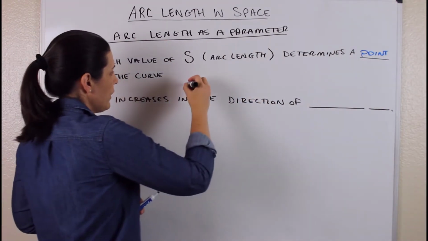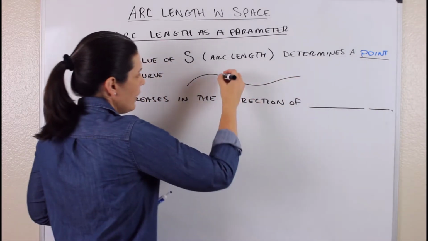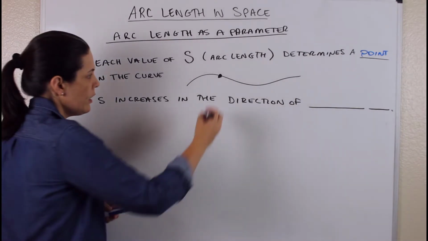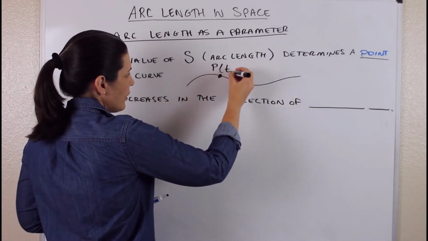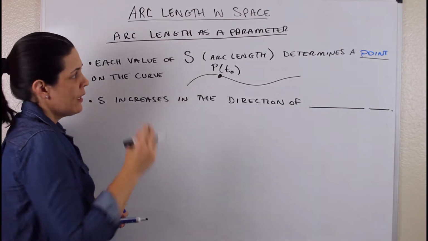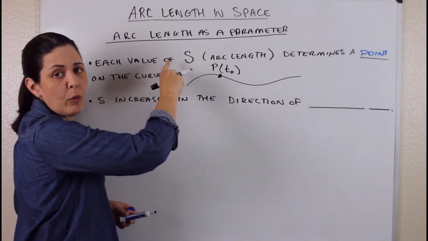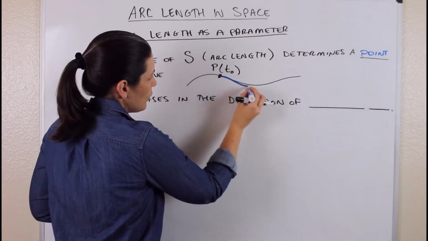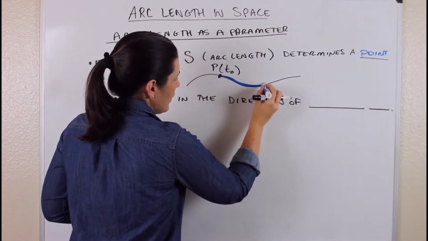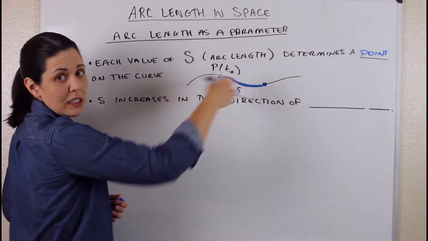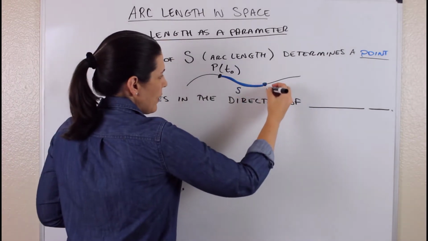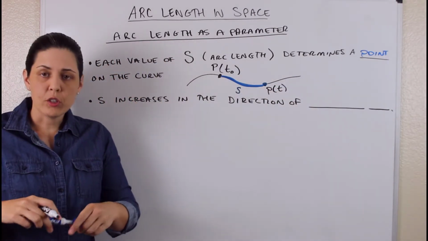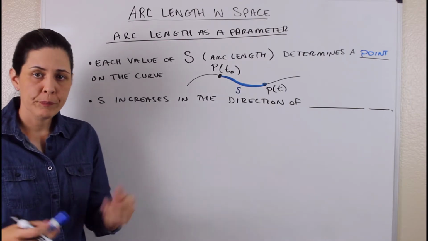So that could look something like this. Let's say you have your curve and you have some starting point, some base point. I think I called it P, for point, of some initial t value. If I know s, the length I want to travel on this curve, then that s value would determine the next point I'm going to plot. So let's say this is s, this distance, this length, and that would now be my next point, P of t. So each arc length value determines the points on the curve.